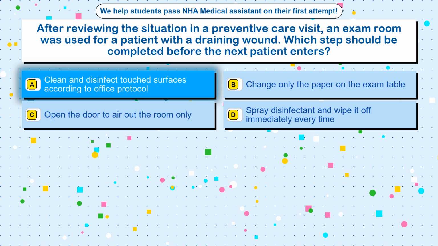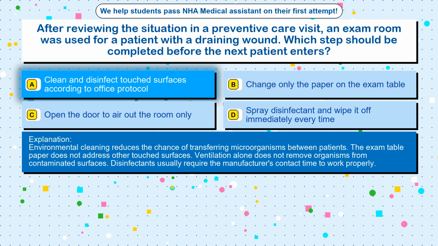The correct answer is option A. Clean and disinfect touched surfaces according to office protocol. Environmental cleaning reduces the chance of transferring microorganisms between patients. The exam table paper does not address other touched surfaces. Ventilation alone does not remove organisms from contaminated surfaces. Disinfectants usually require the manufacturer's contact time to work properly.